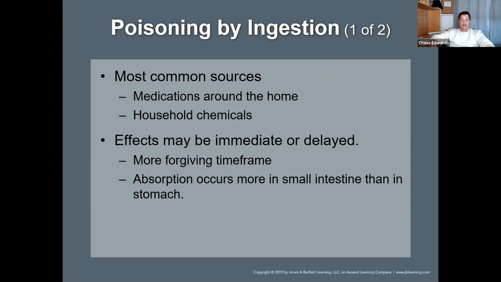Patients complaining of sudden onset of stomach cramps with or without nausea, vomiting, or diarrhea may have an ingestion-related problem. Toxins taken by oral route generally take longer to be absorbed by the body, providing a more forgiving time frame for treatment. Very little absorption occurs in the stomach, so the substance may stay there for a variable period. Absorption occurs mostly in the small intestine. Most poison management aims to remove or neutralize the poison before it gains access to the intestines where it's absorbed.